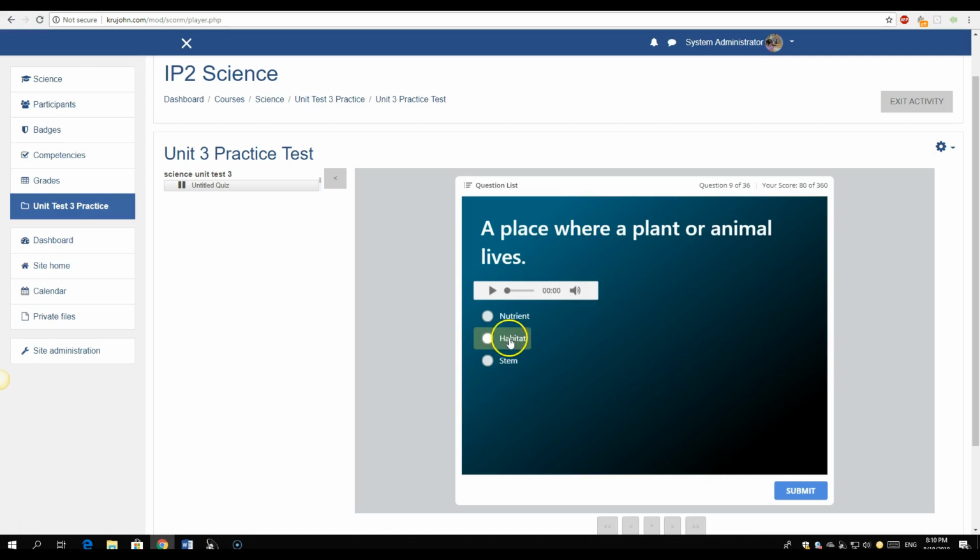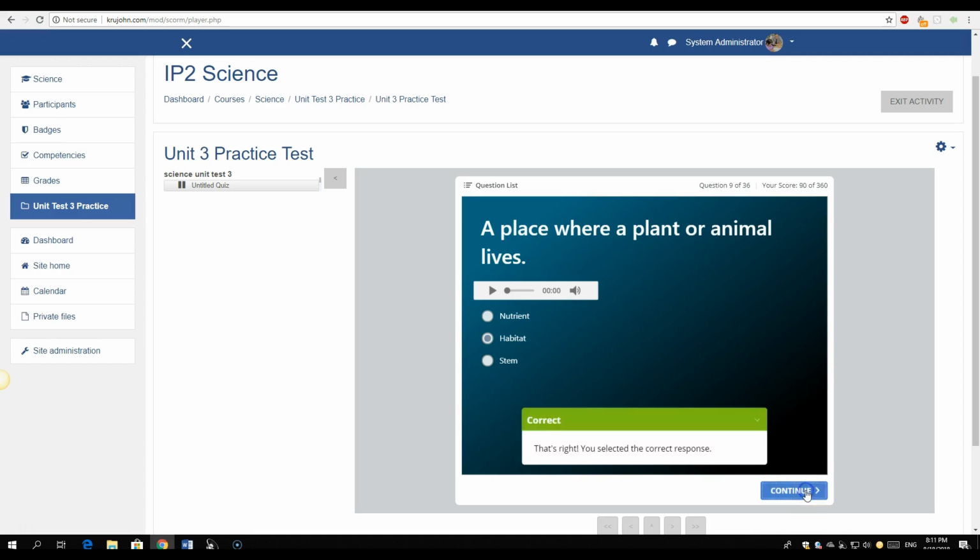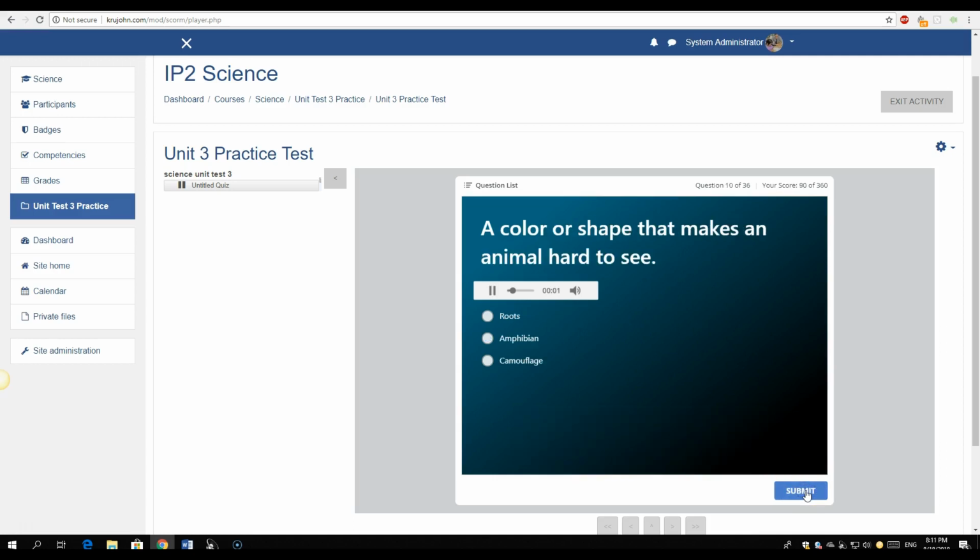A place where a plant or animal lives. This is a habitat, and we will speak more about that later. Habitat.